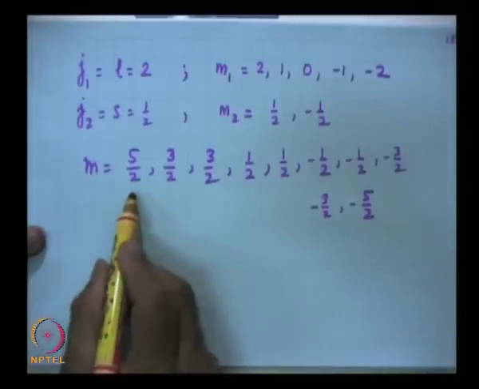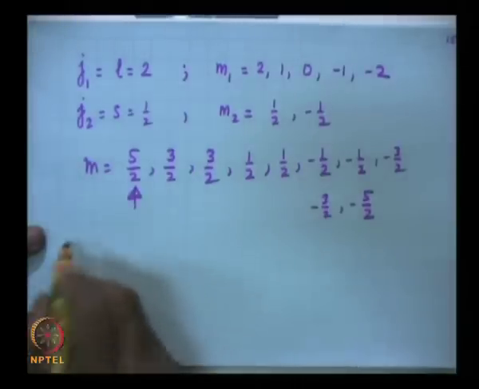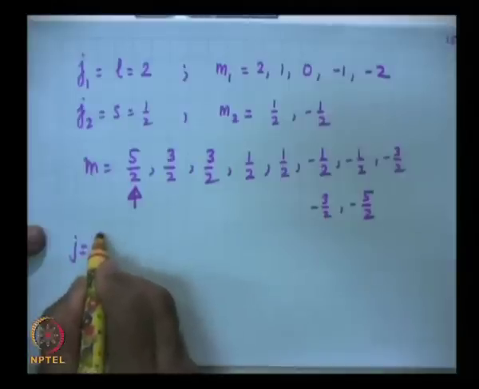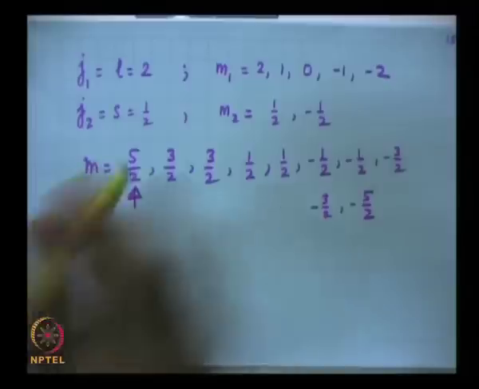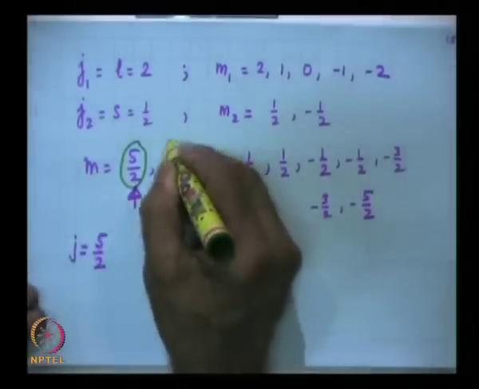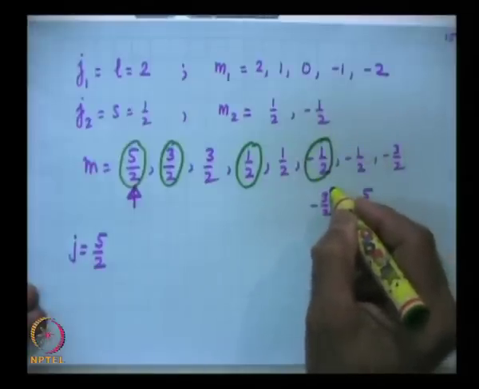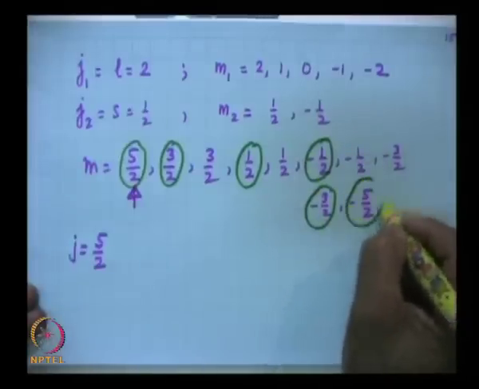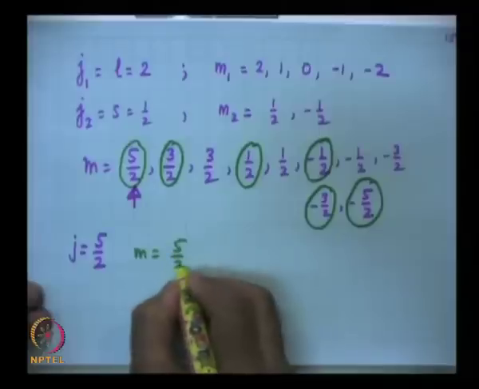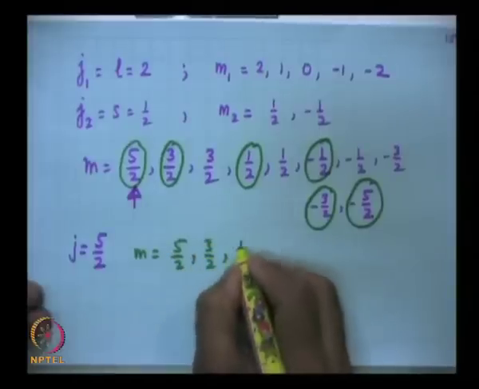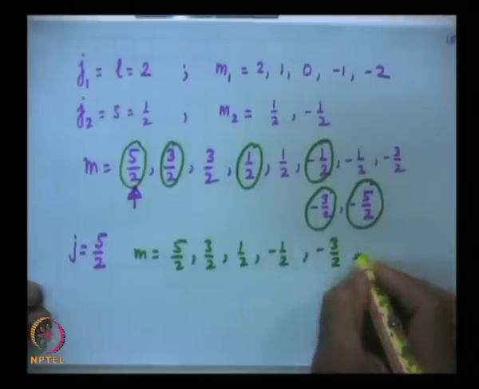Once I know the possible values of m, I take the maximum value which is 5 by 2. So, j must be 5 by 2. So, if j is 5 by 2, then m can take 3 by 2, half, minus 3 by 2 and minus 5 by 2. So, I will have m equal to 5 by 2, 3 by 2, half, minus 3 by 2 and minus 5 by 2.